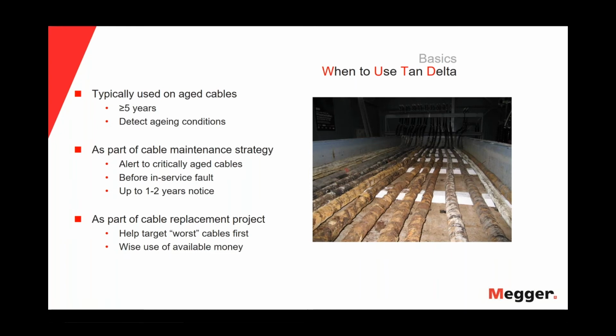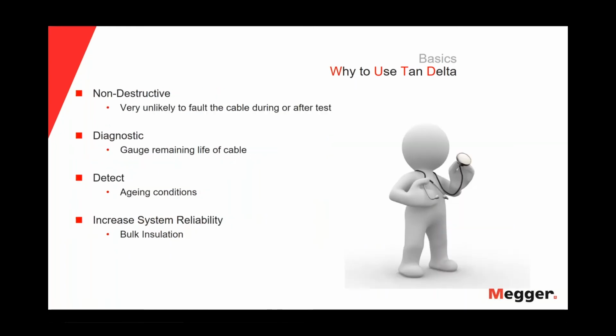So why use the tan delta? Well, first, because it's a non-destructive test. It's very unlikely to fault the cable during or after the test. We will see later that the maximum voltage that we will apply during the tan delta test is 1.5 U0. So again, it's very unlikely to fault the cable during or after the test.